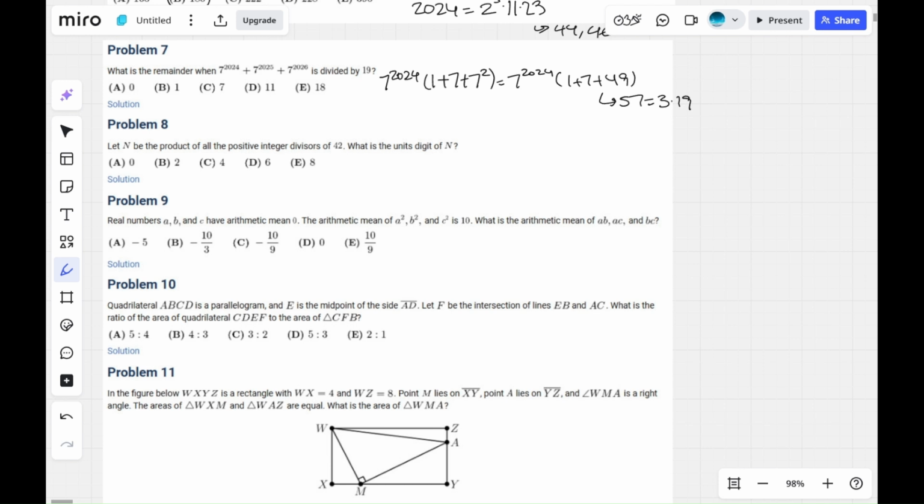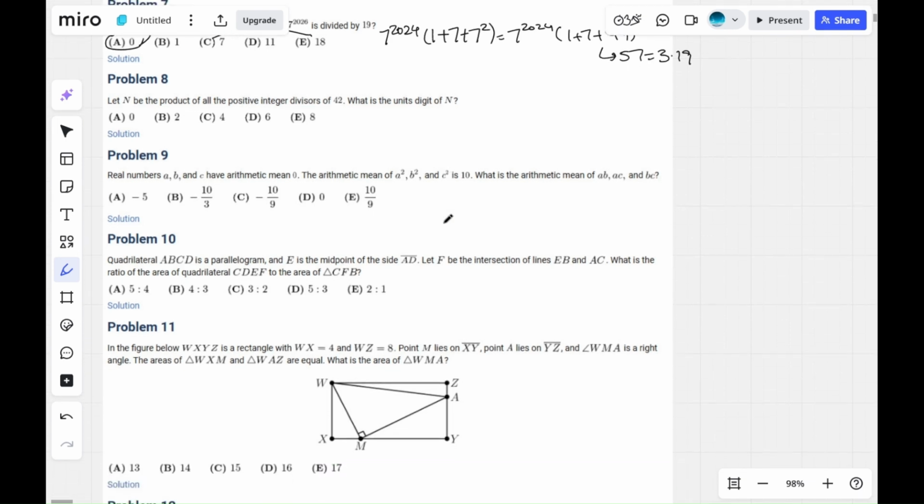So basically, this tells us that this sum over here is a multiple of 19 because it's a multiple of 57. So that means that the remainder when it's divided by 19 is A, which is 0. Okay. Next question.